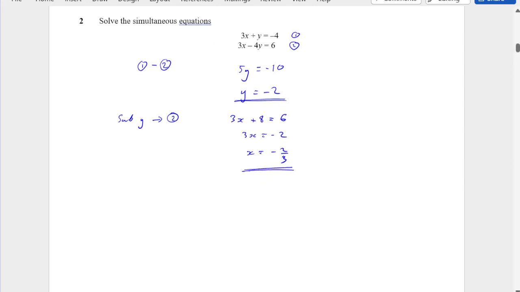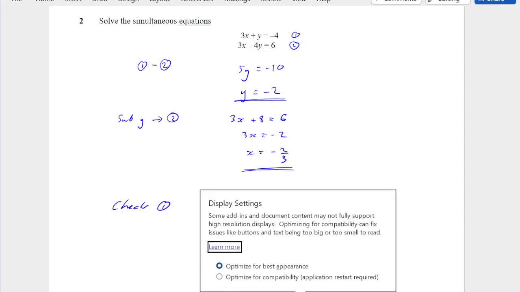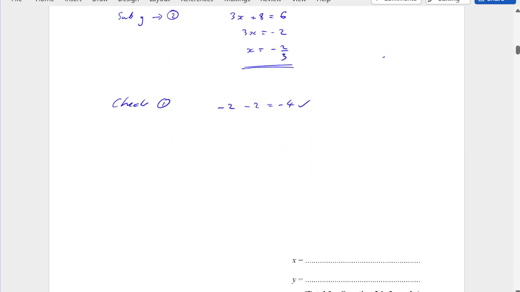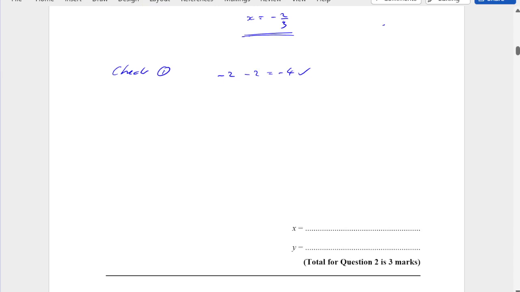And I'm going to finish with a very quick check with whichever equation I didn't use here. So I'm going to do a check with equation 1. So 3 lots of x is 3 times that, so that would be minus 2. Plus y would be minus 2, and that would be equal to minus 4, which is what we were supposed to get. So we know that we're right there. So my value for x was minus 2/3, and my value for y was minus 2.